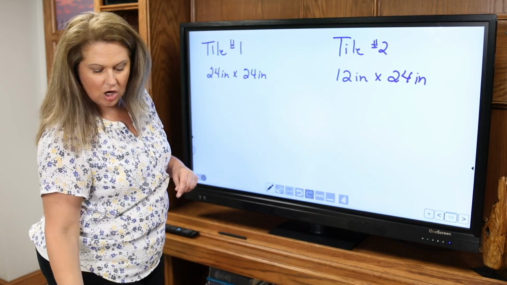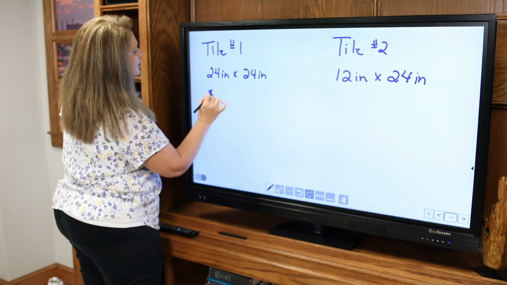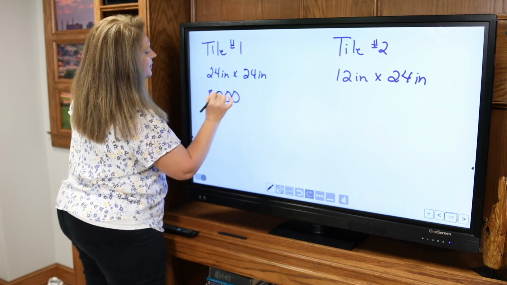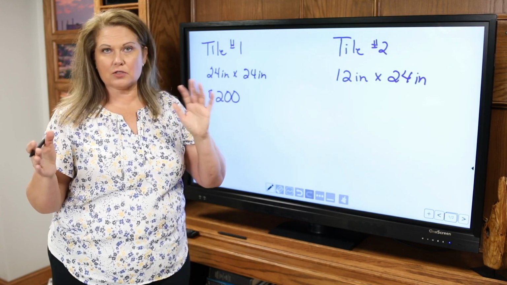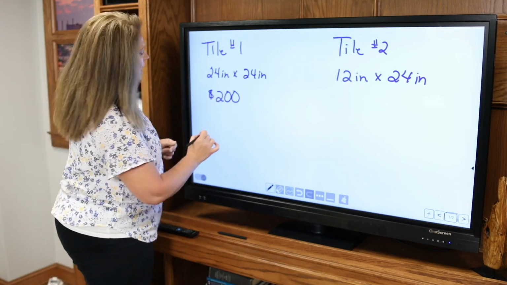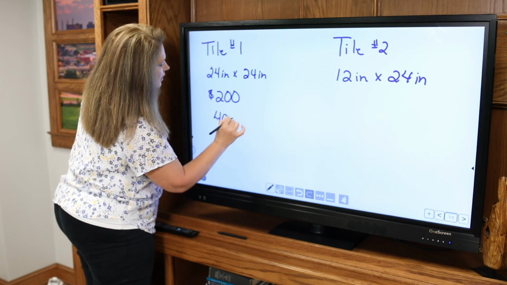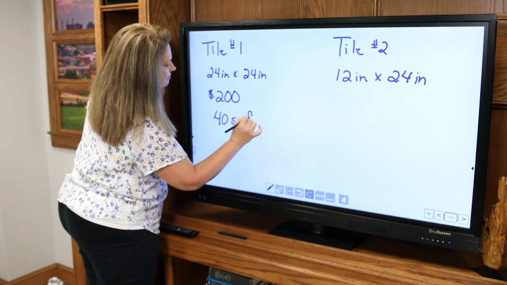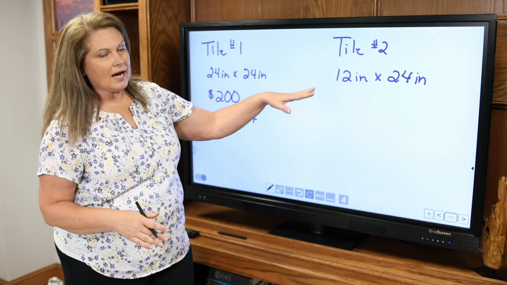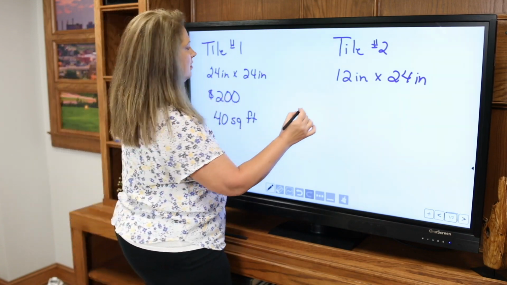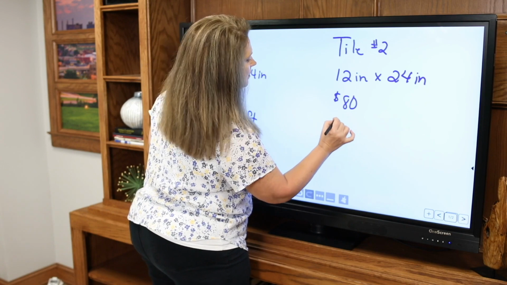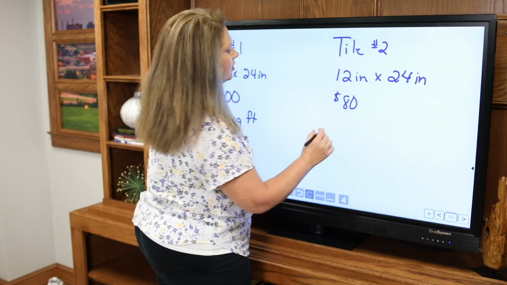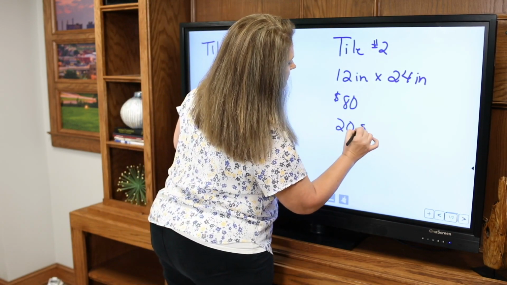There's a big difference in cost. This particular carpet tile comes at a price of $200 per container, and it only covers 40 square feet. While tile number 2 is $80 per container, but it only covers 20 square feet.